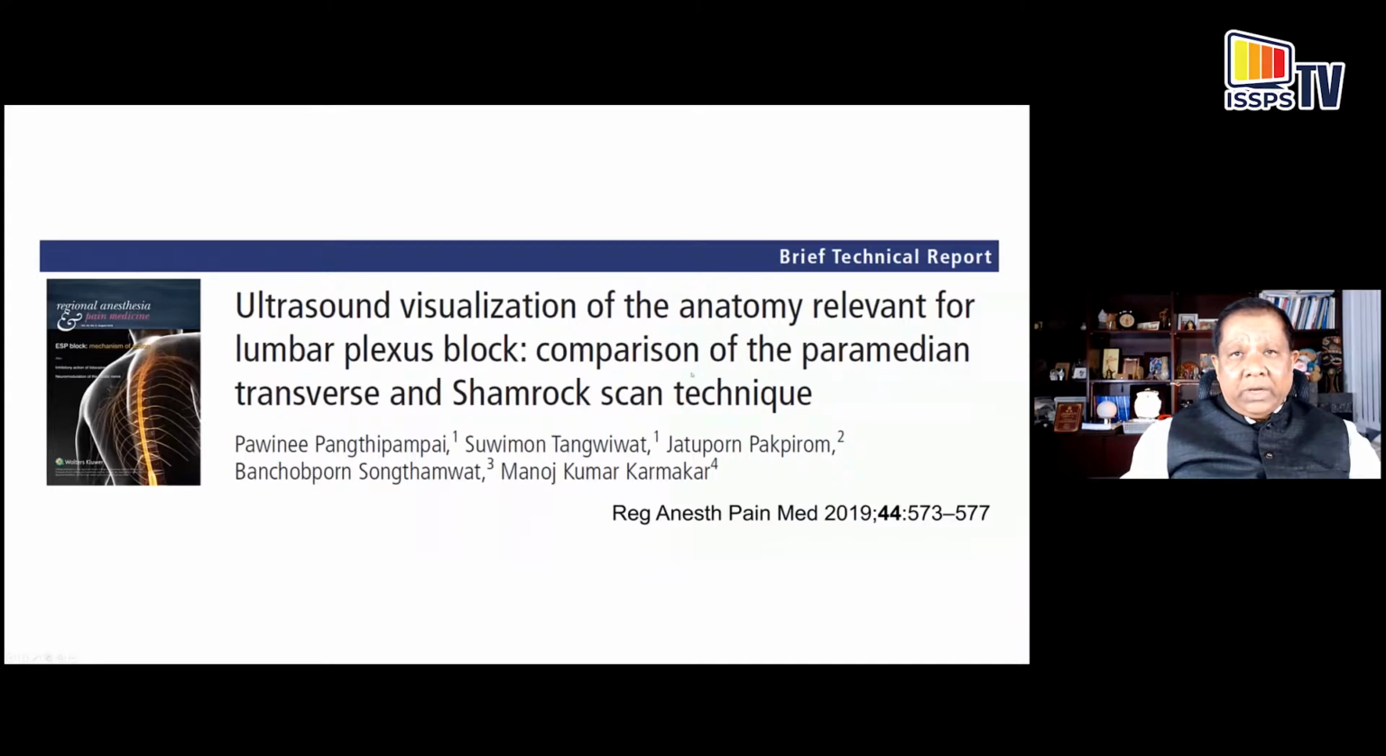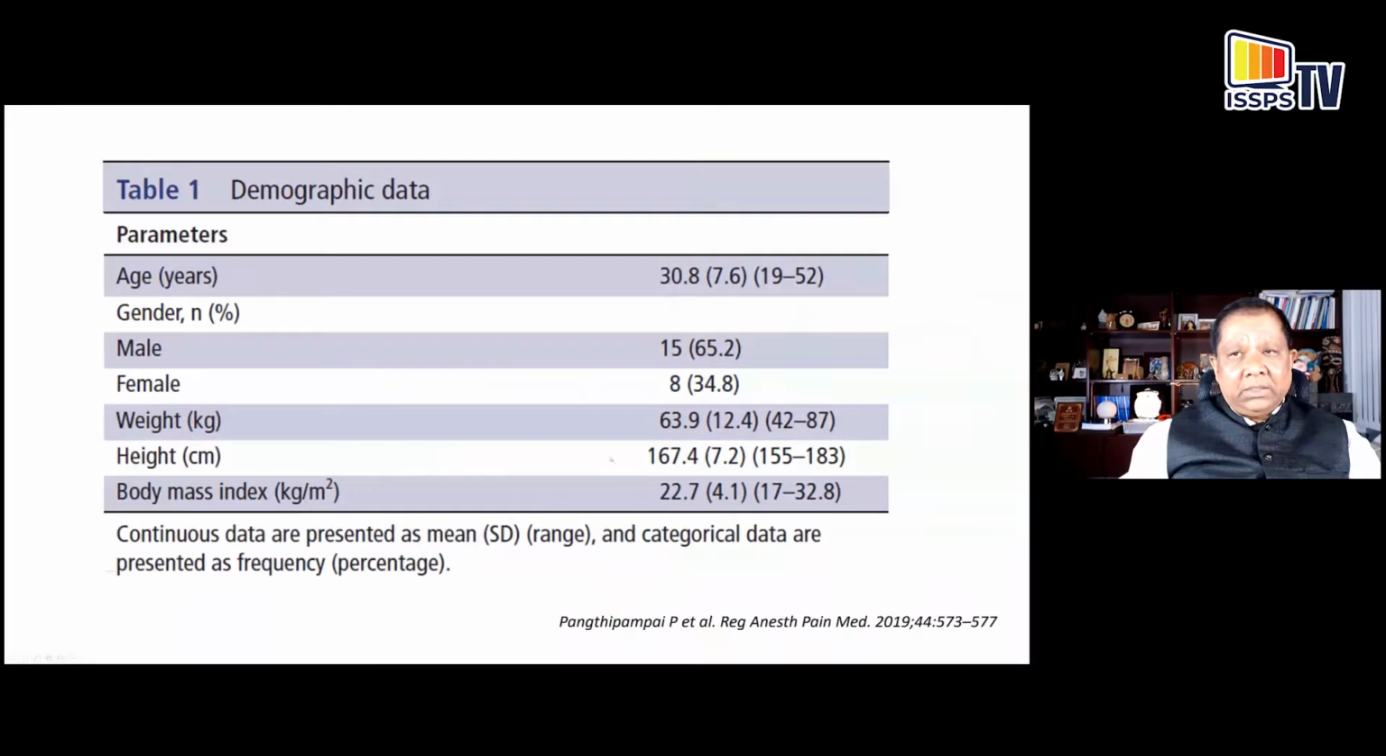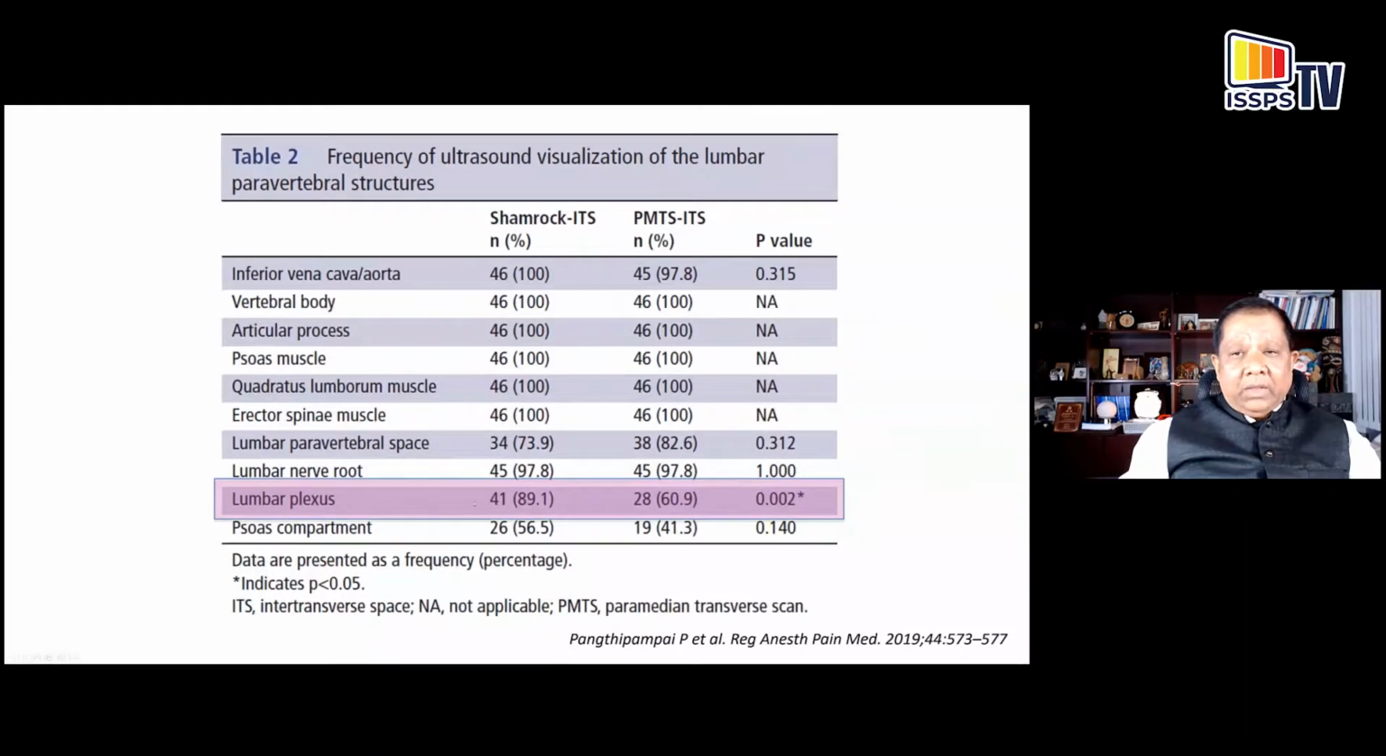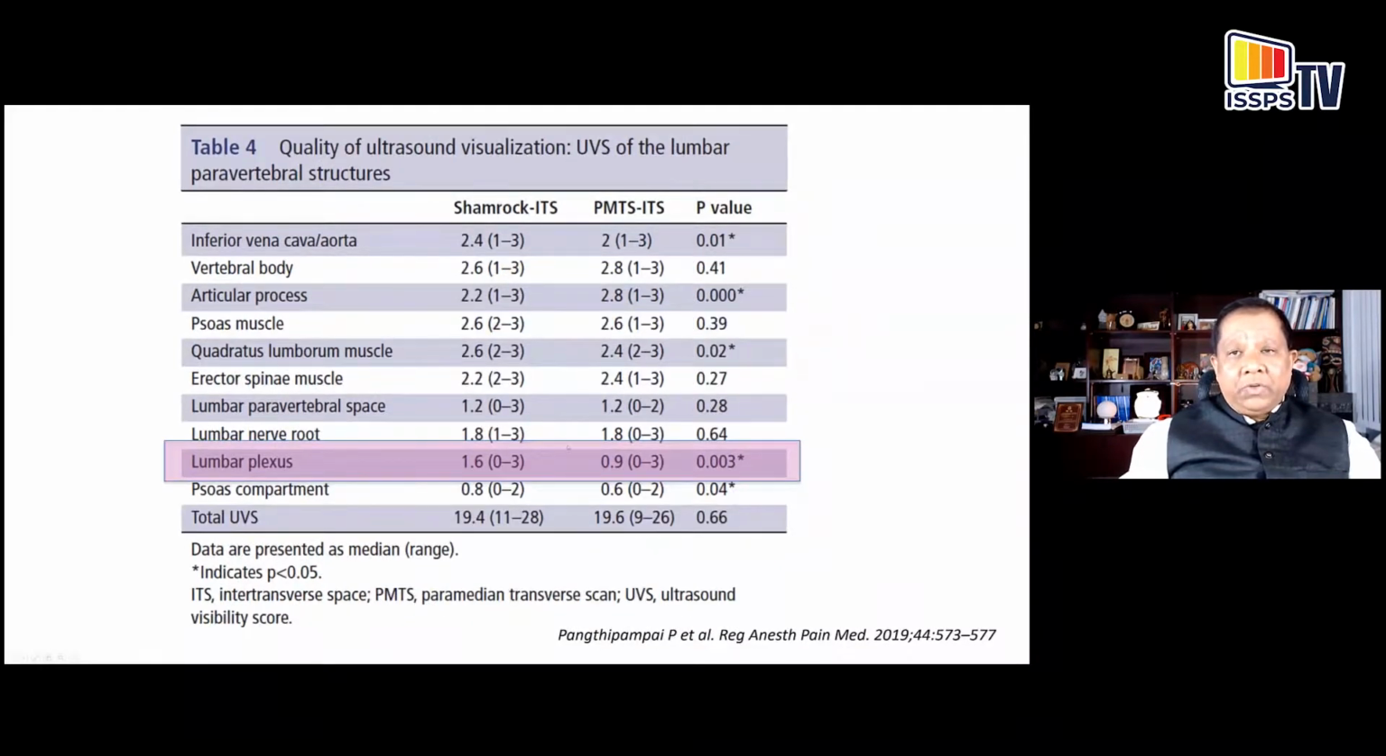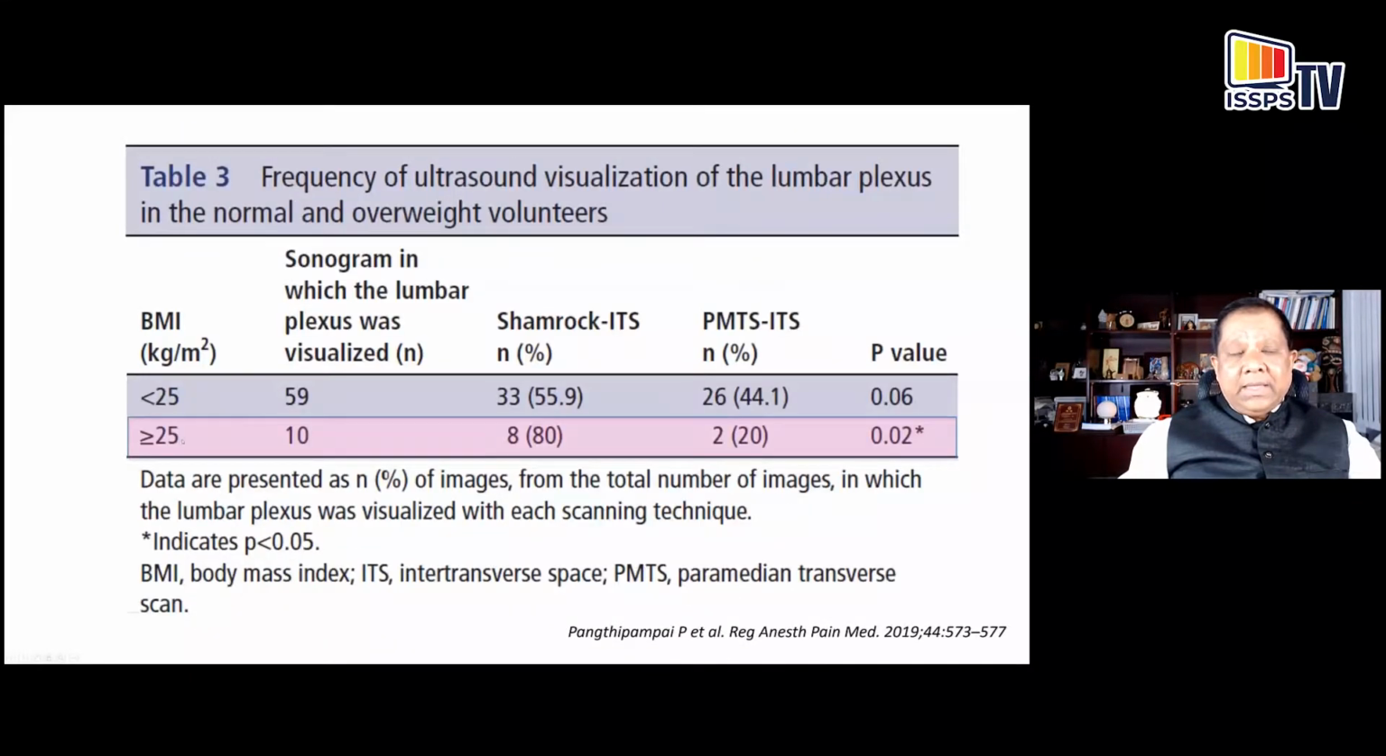And this is what we demonstrated in this study that was published in Regional Anesthesia and Pain Medicine 2019, comparing the sagittal with the transverse oblique scan. You can see here, this actually compared the shamrock view with the transverse oblique scan. The lumbar plexus is better visualized with the shamrock scan, and the quality of visualization of the lumbar plexus is also better. And when you compare the obese and the non-obese, in individuals with a higher BMI, you are more likely to visualize it if you use a shamrock scan.